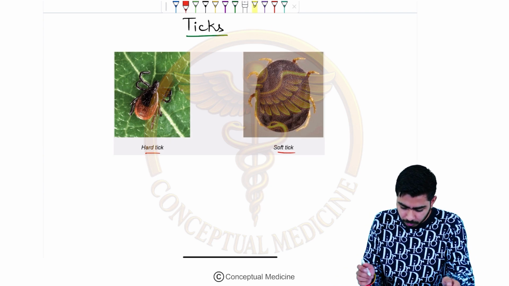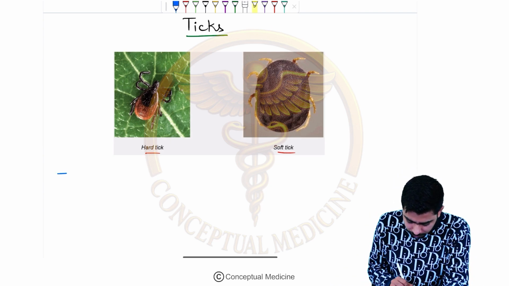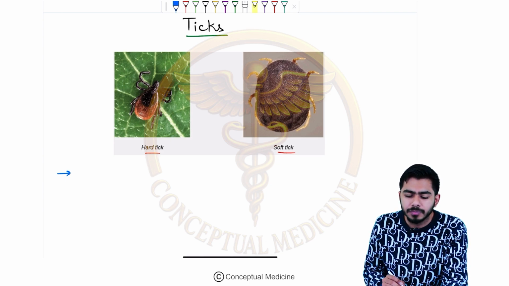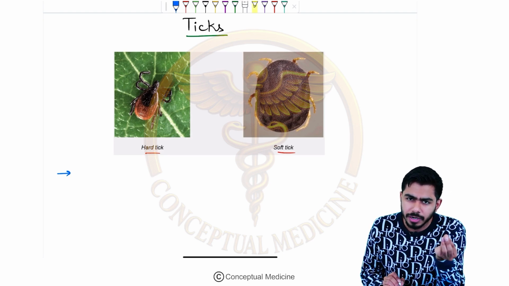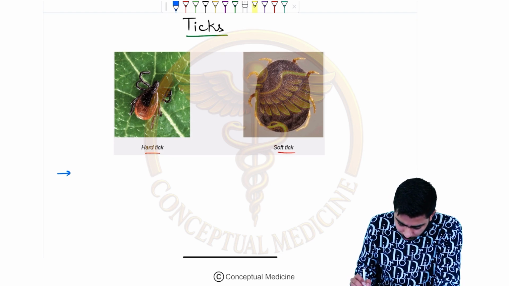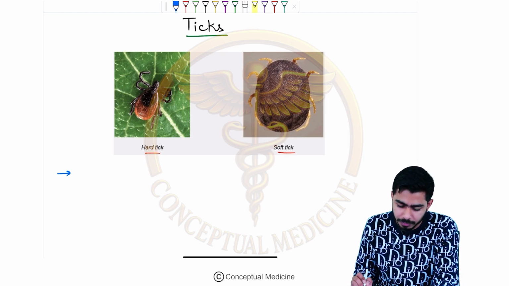But first of all, let me tell you that if we talk about the ticks, basically they have two types: hard tick and soft tick. What are the names of the hard tick and the soft tick? We'll come to that. But for now, let me talk about the morphology first.